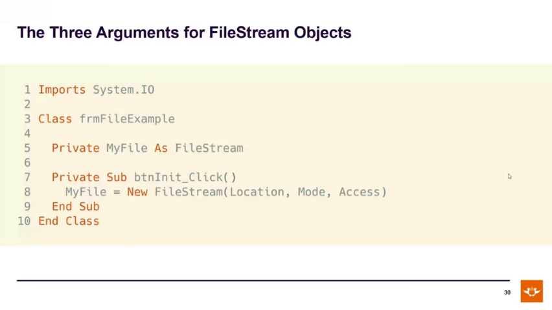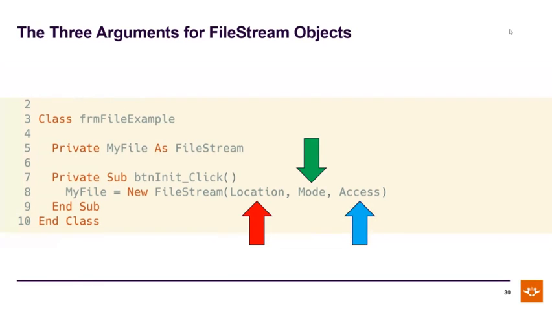So we have our imports IO, our class, our object declaration at the top, the file stream. Let's see, where's my cursor? So we've got our file stream object, and then we've got our new. And in our new stream, we have 3 arguments that always have to be there. The first argument is the location, second argument is the mode, and the third argument is the access.